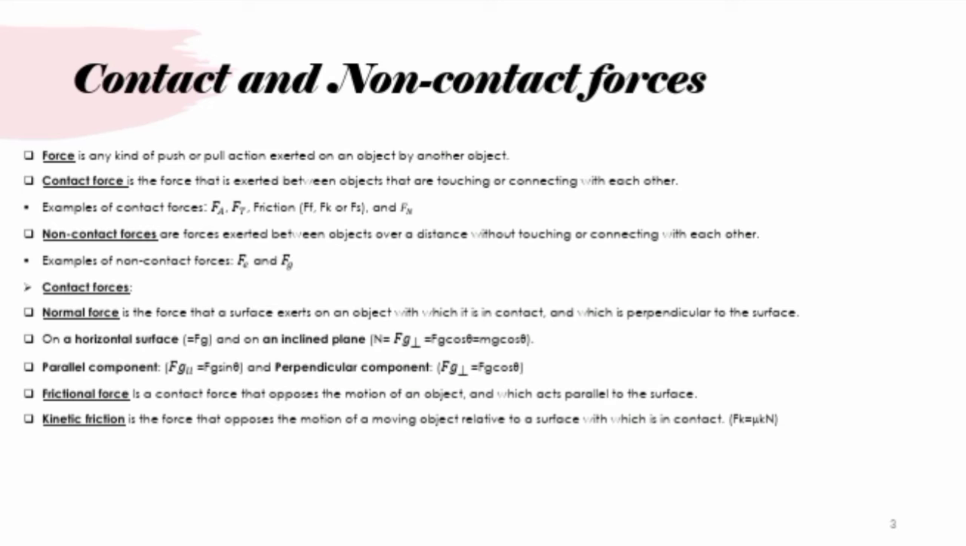So the kinetic friction, they will never ask you this kind of definition in an exam paper, but you just need to know what kinetic friction is. Kinetic friction is the force that opposes the motion of a moving object relative to a surface with which it is in contact. So meaning that Fk, kinetic friction, is equal to mu k. That Greek letter there is mu k, right?